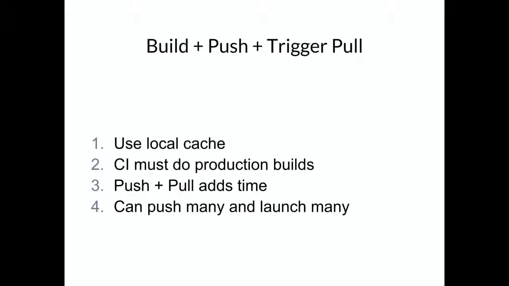If you're going to build and push those images and trigger a pull, then you can use your local cache. CI is going to have to do your production builds, but that means that CI can also make sure that everything builds before anything gets pushed. But it does mean that push-pull can add some time because you have to ship all of that over to the host, as opposed to just sending a little bit that's your code and having it build over there. But you can push a lot and launch a lot.